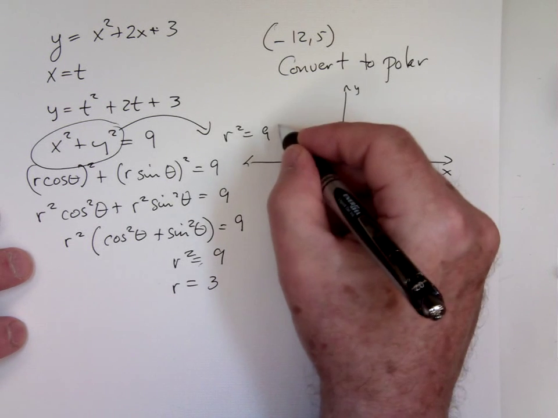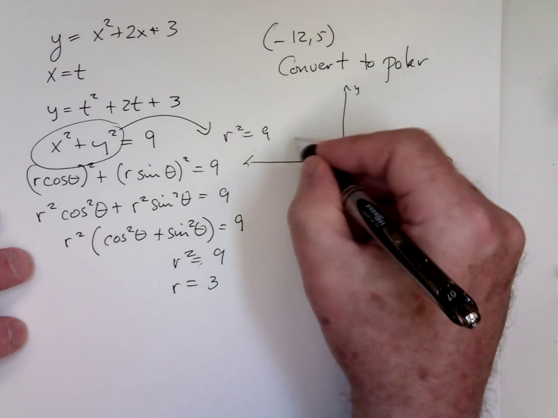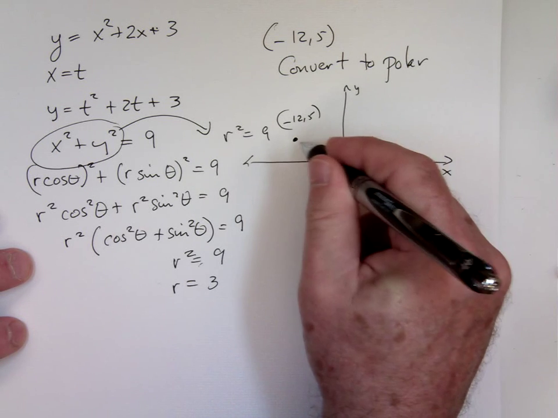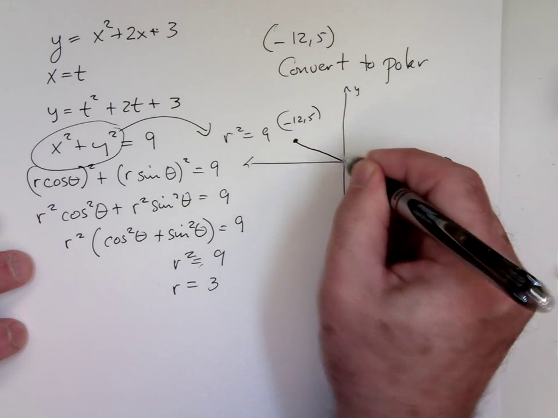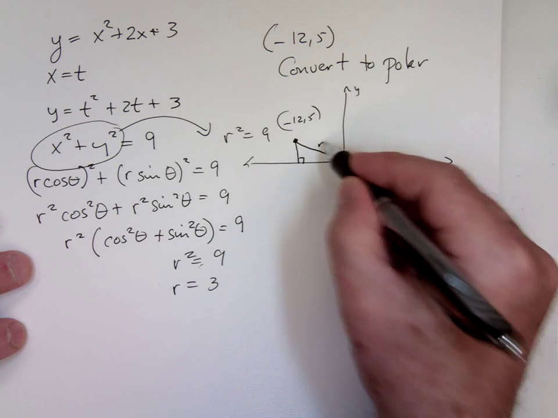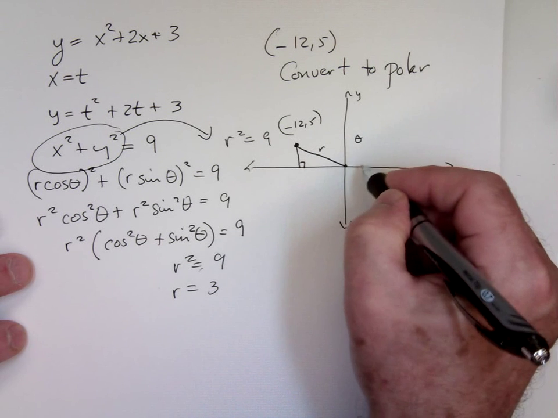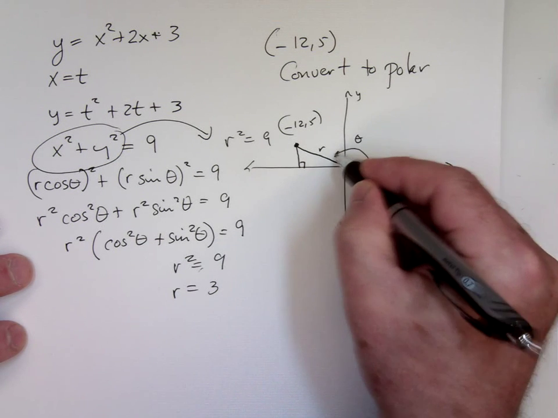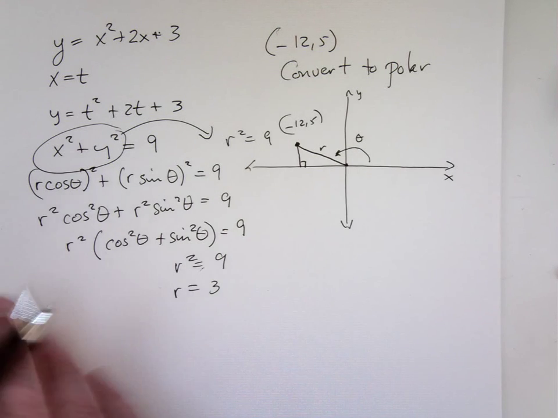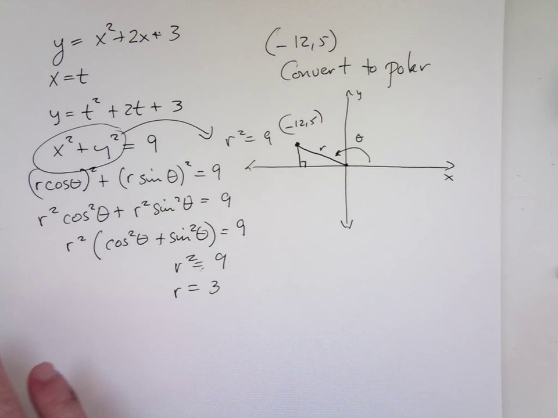So we're over here somewhere. We'll make it here. And we want to convert to polar. To convert this to polar, what we have to do is find an r and a theta. Well, there's r, and here's theta. That's what we have to do. Well, what's r? R is equal to the square root of negative 12 squared plus 5 squared, 144 plus 25, 169, which is 13. So r is 13.